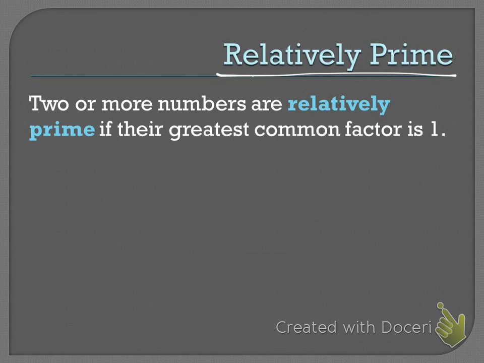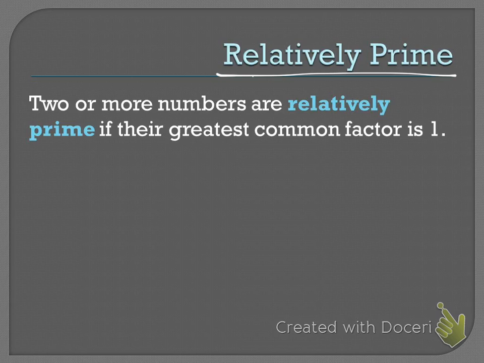2 numbers are relatively prime if their greatest common factor is 1. We know that every number has a factor of 1, right? Of course, every number has a factor of 1. Well, sometimes 2 numbers, that's their only common factor. They have nothing else in common. They have no other factors in common except the number 1, and that's going to be why the numbers are called relatively prime.